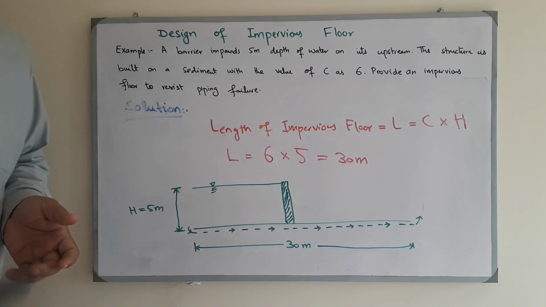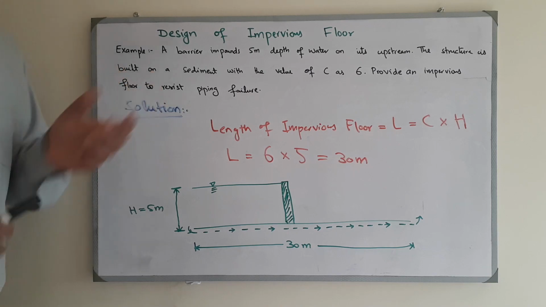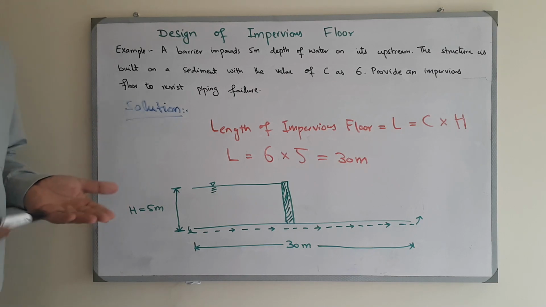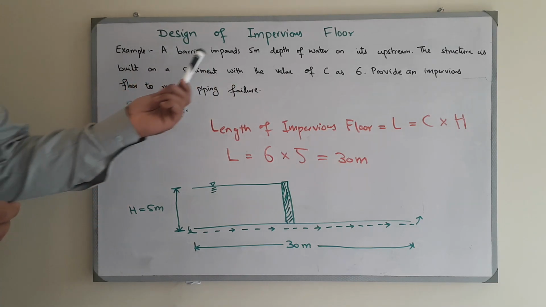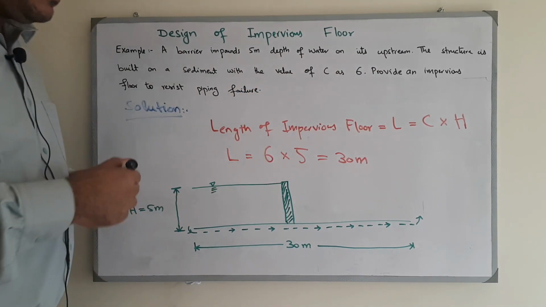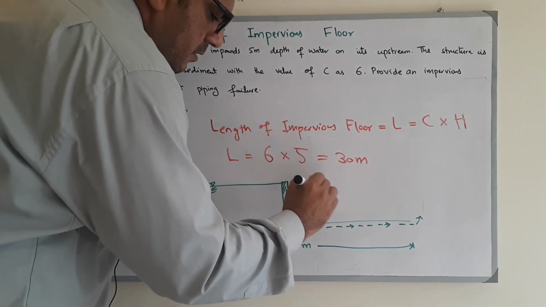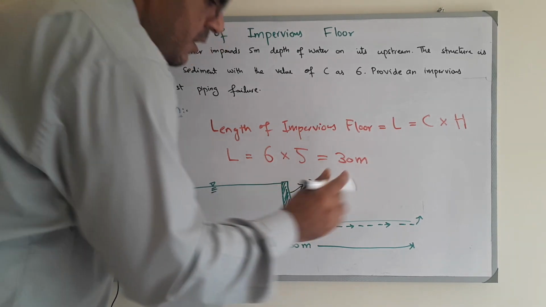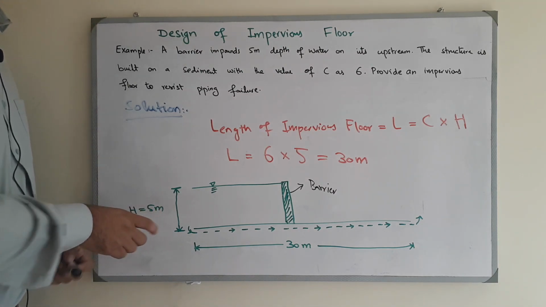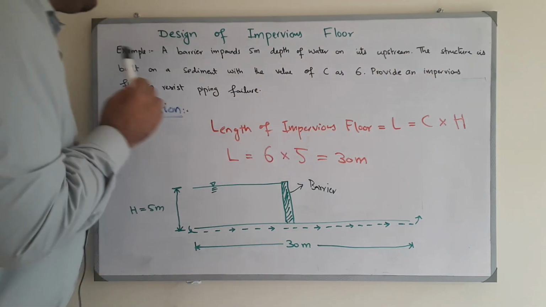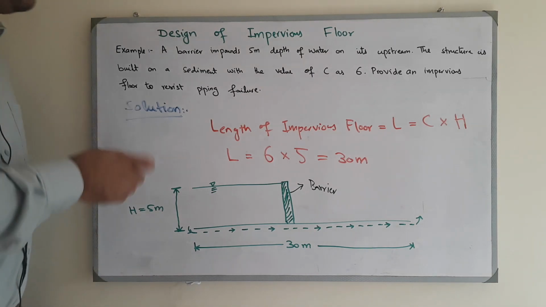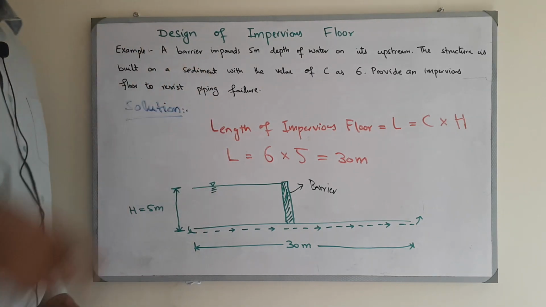So now, here's the first practical numerical problem on the design of the length of the impervious floor. A barrier impounds 5 meters depth of water on its upstream. This is the barrier. Barrier could mean a weir. Let's suppose it's a weir, and the impounded water is 5 meters on its upstream. The structure is built on a sediment with the value of C as 6. So the C value is 6 for the subsoil.